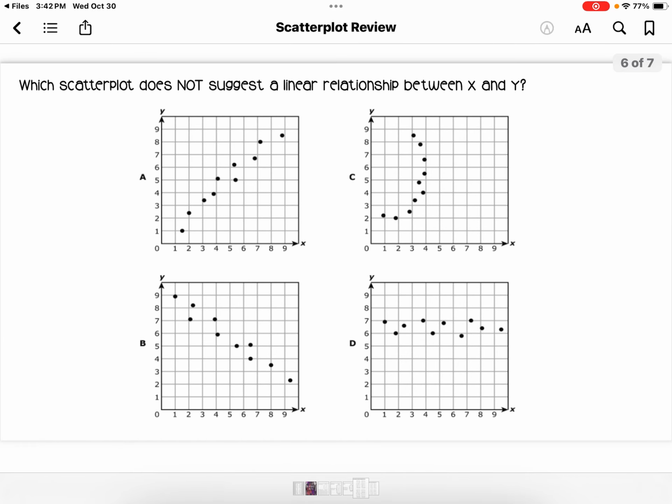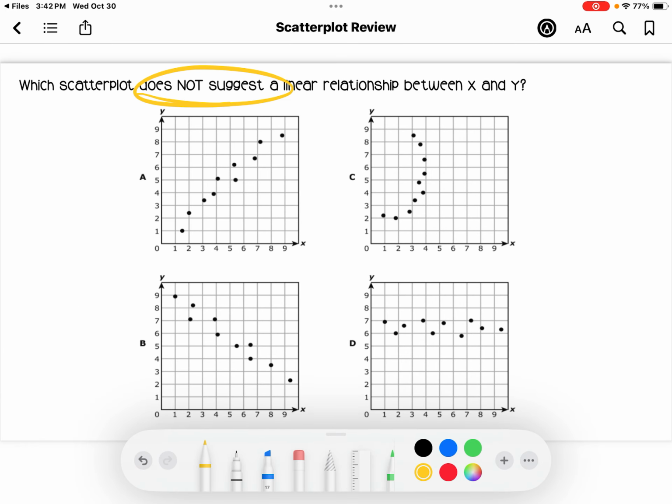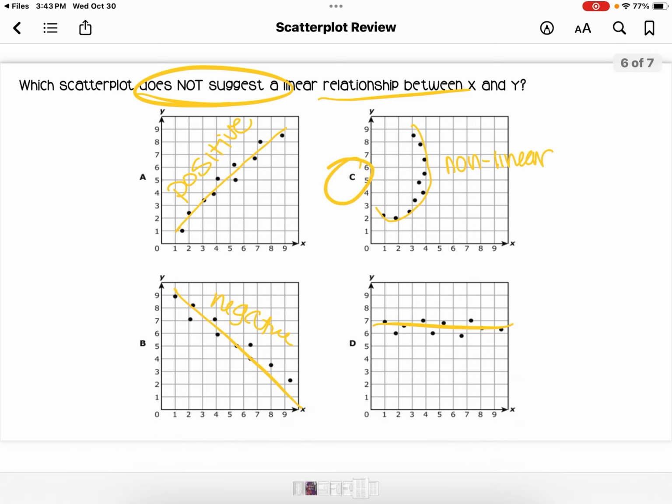Which scatterplot does not suggest a linear relationship? A, what would y'all say that is? Positive. B, what would y'all say that is? Negative. C, I would say that's very curved, so nonlinear. And then D is the straight line. Even if it's not positive or negative, it's still a straight line. So C would be our answer.